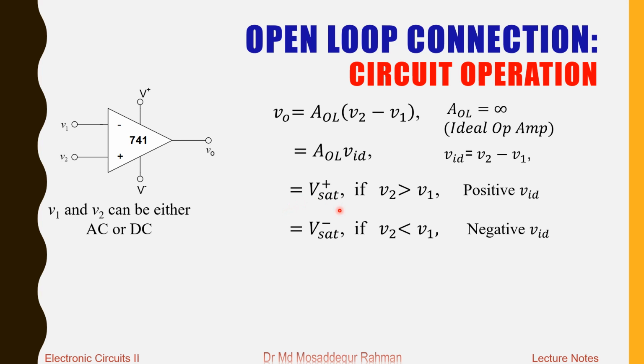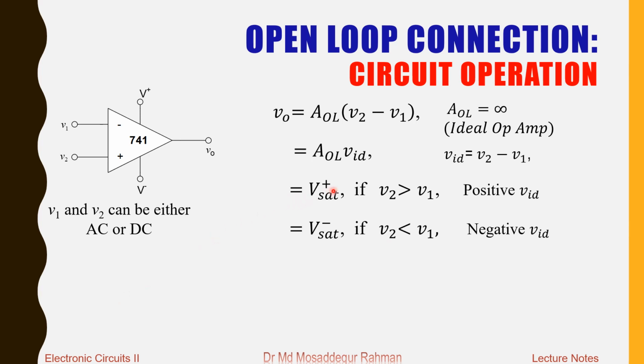That is why an op-amp in open loop condition can have only two outputs. It cannot have any output in between. It can have either positive saturation or negative saturation depending on the relative magnitude. As long as V2 is greater than V1, the output remains fixed at positive saturation. We can increase V2, but it will not change. Similarly, as long as V2 is less than V1, the output remains at V saturation minus. It remains fixed at this magnitude. It does not change as long as V2 remains less than V1.